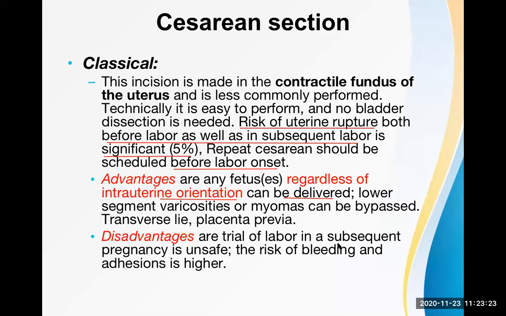Regarding the disadvantages, the trial of labor in a subsequent pregnancy is unsafe. I already told you, once you deliver the baby by classical cesarean section, next time also cesarean section has to be done. We cannot give a trial of vaginal delivery. The risk of bleeding and adhesion is higher, much more higher than lower segment cesarean section, and the chance of rupture is also high. Now, before we move further, these are the major differences between lower segment cesarean section and classical cesarean section. Classical cesarean section means the incision is given in the contractile part of the uterus, means upper uterine segment, whereas lower transverse incision is given in lower segment cesarean section. The upper is considered more complicated than the lower one. That's why lower is very, very commonly done these days than the upper.